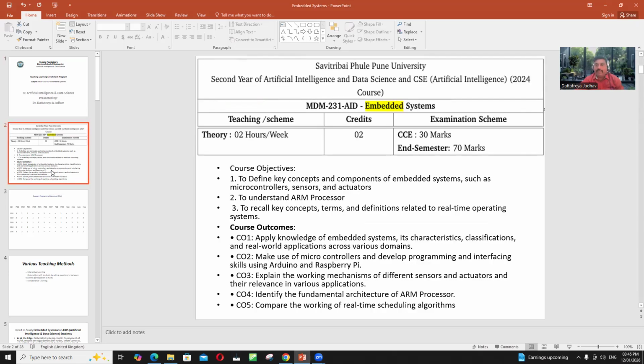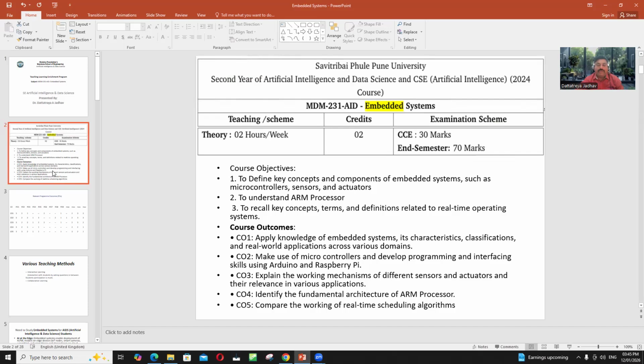It contains 2 hours per week. The university allows 2 hours per week for this conduction. It has 2 credits, a CC exam of 30 marks and an end semester exam of 70 marks. So that is the importance we have to consider.